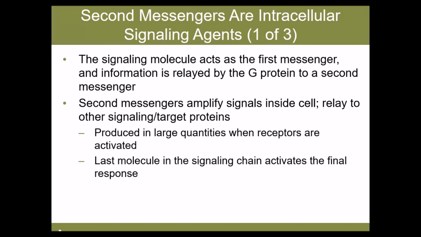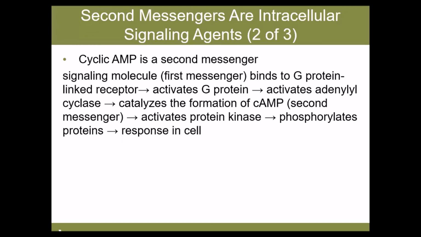They help to amplify the signal inside of the cell, relaying that information to some protein or activating some type of enzyme inside of the cell to start some type of cellular response. A good example of a second messenger is something called cyclic AMP. This slide here gives you a flow chart of how this type of reaction would work. Here's your first messenger coming in, your signaling molecule. This is on the outside of the cell. It would bind to the G protein linked receptor. This is a protein receptor. It's transmembrane, going through the cell membrane.